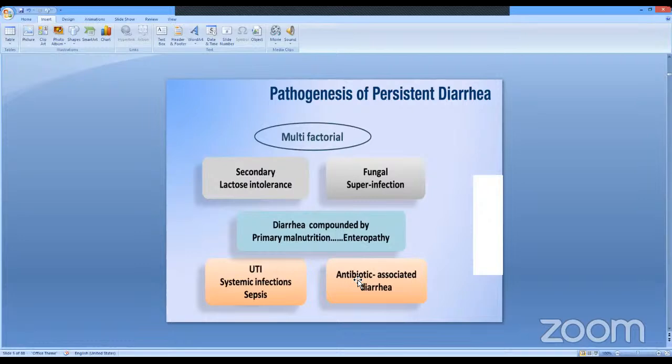Now, if we consider all factors in the pathogenesis of persistent diarrhea, multiple factors are responsible. The most important we know is secondary lactose intolerance. Then fungal superinfection, which occurs mainly because of the use of multiple antibiotics, and diarrhea compounded by primary malnutrition that leads to enteropathy. Very often we miss that diarrhea is associated with UTI, and because of the UTI, diarrhea gets a prolonged course. UTI, systemic infection and sepsis should always be ruled out in any case of persistent diarrhea. And antibiotic associated diarrhea is also very common. In my opinion, this is the main factor of persistent diarrhea, because without knowing the etiology, very often we prescribe many antibiotics to control diarrhea, and ultimately that lands into a case of persistent diarrhea.